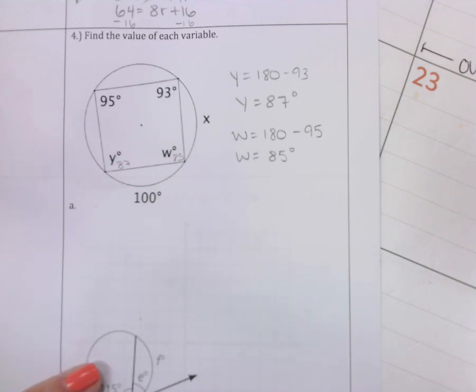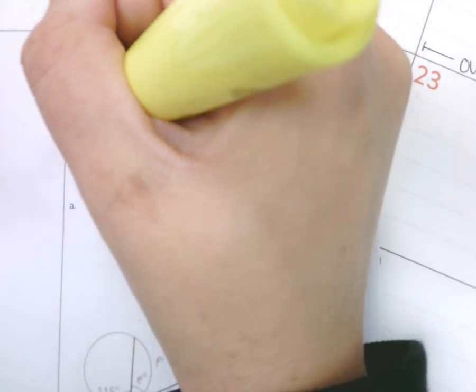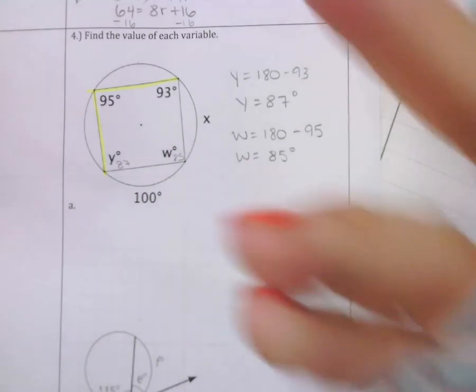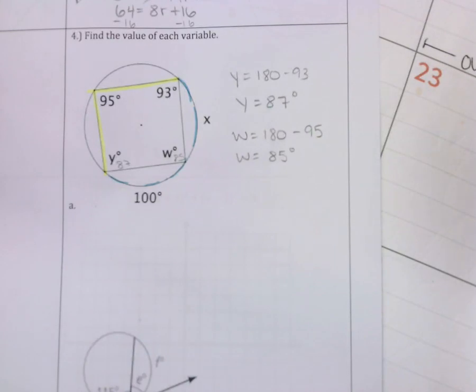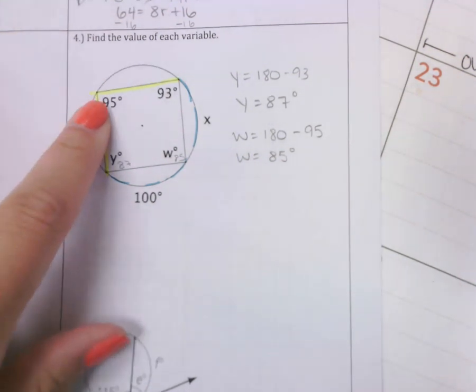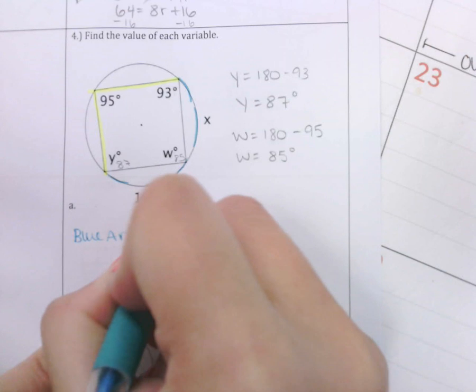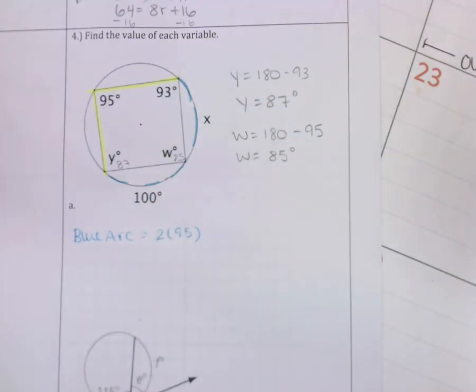And then you have to get creative for x. So one way you can find x is the inscribed angle 95 circumscribes this big arc. Okay, and x is part of that arc. So what you can do first is find the whole arc by doubling 95. So let's call this blue arc. It's going to be double 95, the whole thing. So what's double 95?